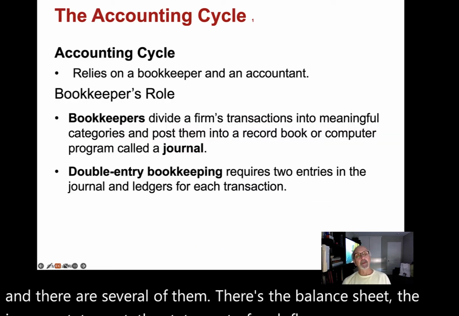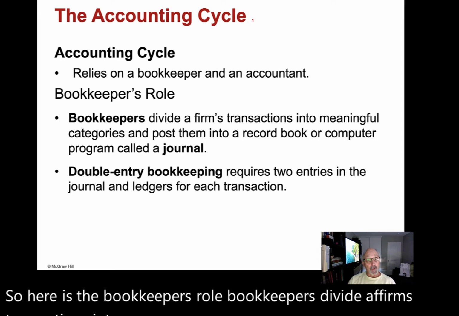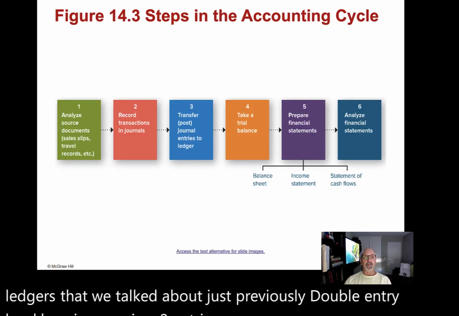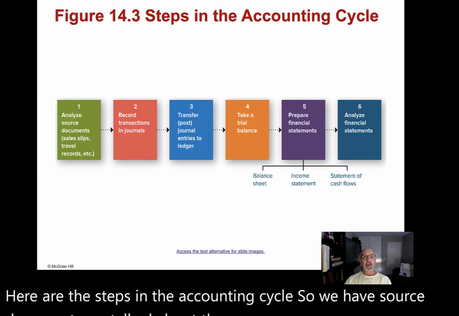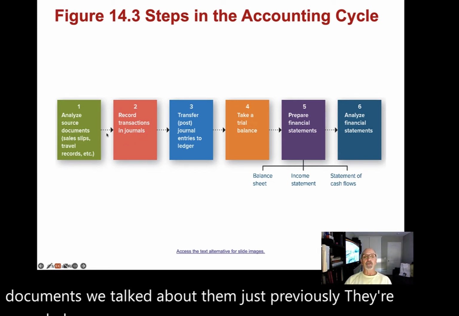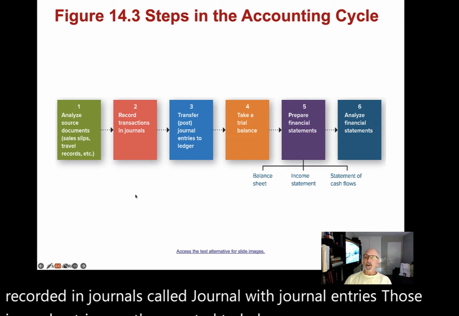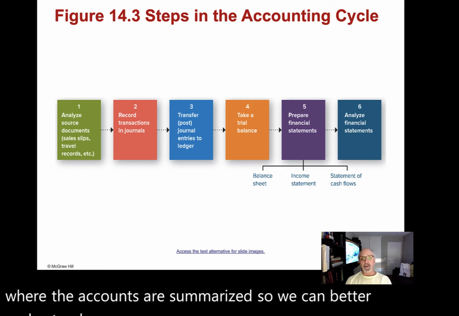So here's the bookkeeper's role. Bookkeepers divide a firm's transactions into meaningful categories. That's going into the ledgers that we talked about just previously. Double entry bookkeeping requires 2 entries for every transaction. Here are the steps in the accounting cycle. So we have source documents. We talked about them just previously. They're recorded in journals as journal entries. Those journal entries are then posted to ledger accounts. That's where the accounts are summarized so we can better understand what's happening in the business.